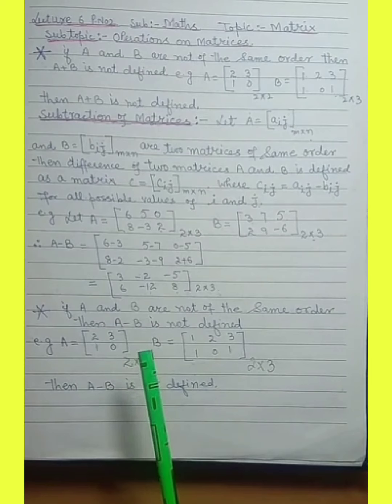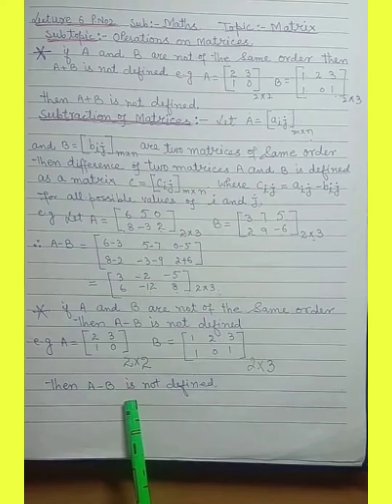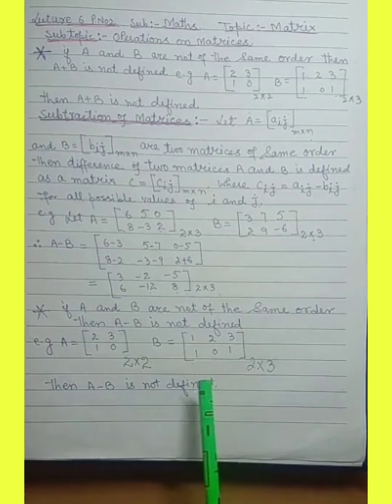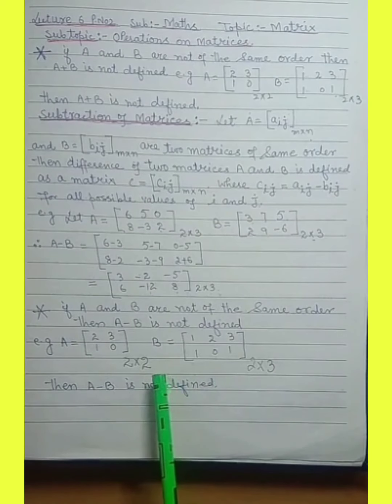तो A plus B के लिए यानी कि एडिशन ऑफ मैट्रिसेस करनी है, तब भी ऑर्डर सेम चाहिए, तब एडिशन जो है वो डिफाइन होगी. और अगर सब्ट्रैक्शन करनी है तो तब भी जिन दो मैट्रिसेस को हम सब्ट्रैक्ट करने जा रहे हैं उनका ऑर्डर सेम होना चाहिए, तब जा कर के वो सब्ट्रैक्ट हो सकती है.